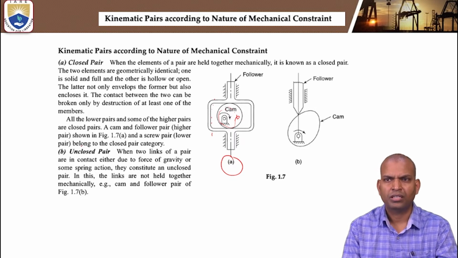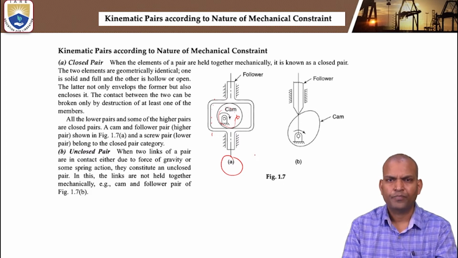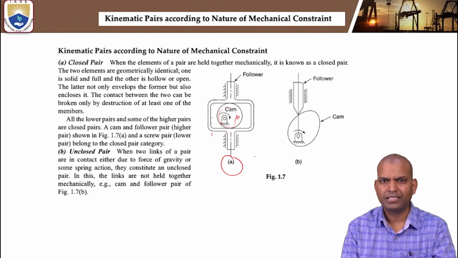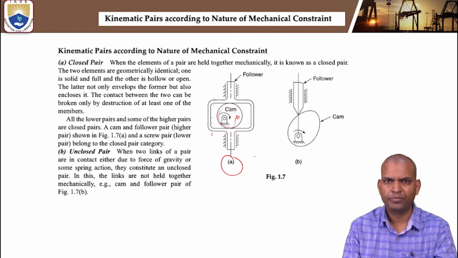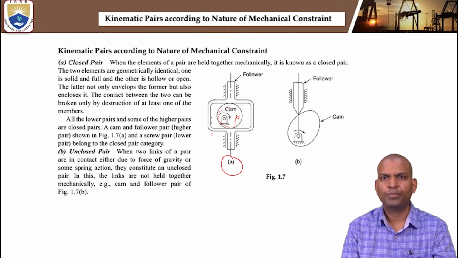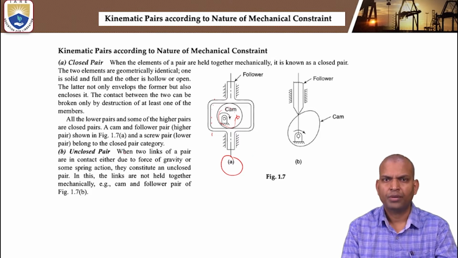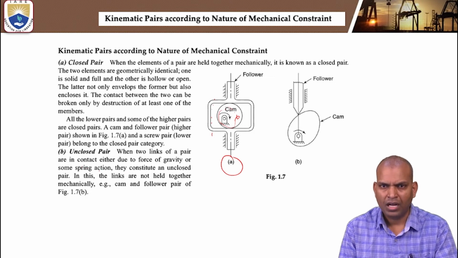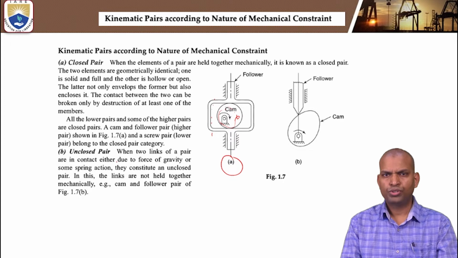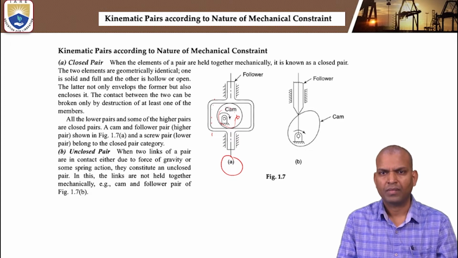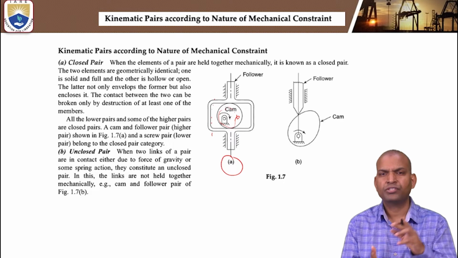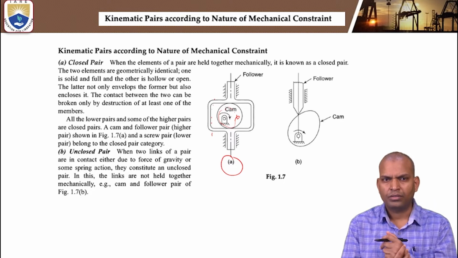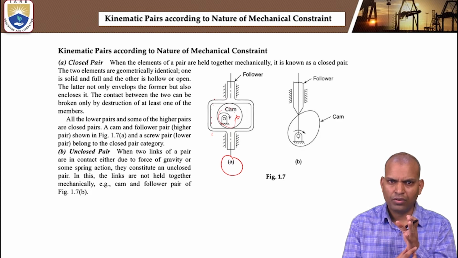Now coming to the definition of open pairs. What is the open pair here? The cam and follower. We have studied that cam and follower contact is a higher pair, but here we are discussing the classification of unclosed pairs or open pairs. When the two links of a pair are in contact, either due to gravity or spring force, they constitute an open pair.